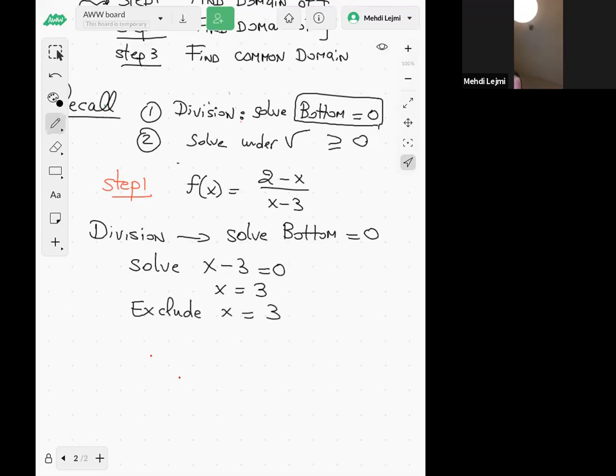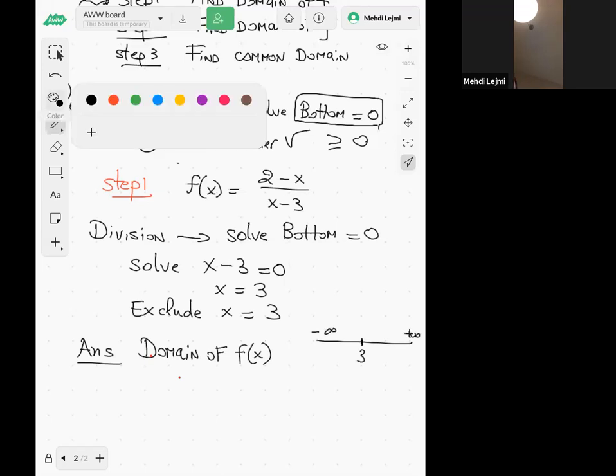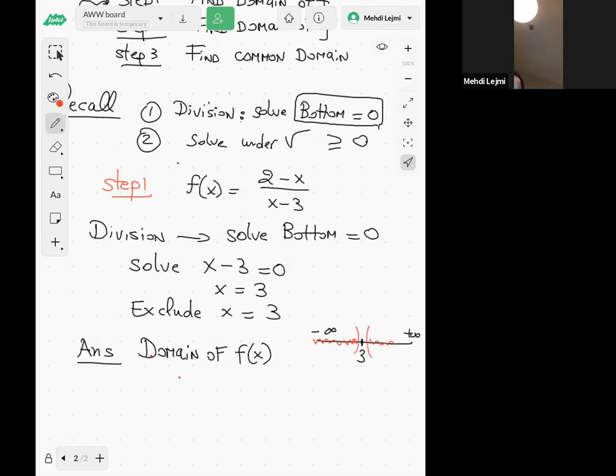Okay, so the answer here, domain of f. You have your number line, you have negative infinity, you have positive infinity, you have 3 somewhere. And what I'm saying is that x can be any real number except the 3, because that's the value where the denominator is 0. So domain of f would be negative infinity to 3, 3 excluded, union with 3 to positive infinity. And again, 3 is excluded, of course. So that would be the domain of f.